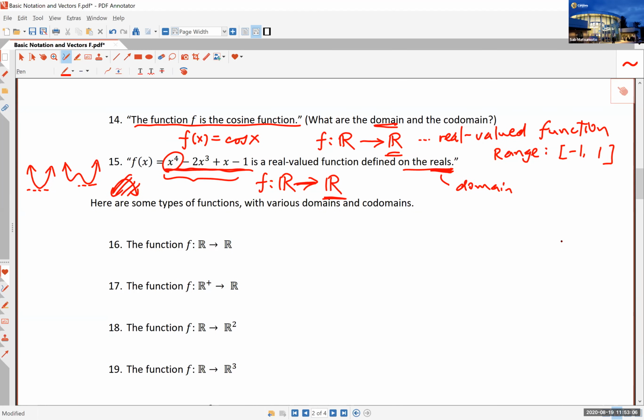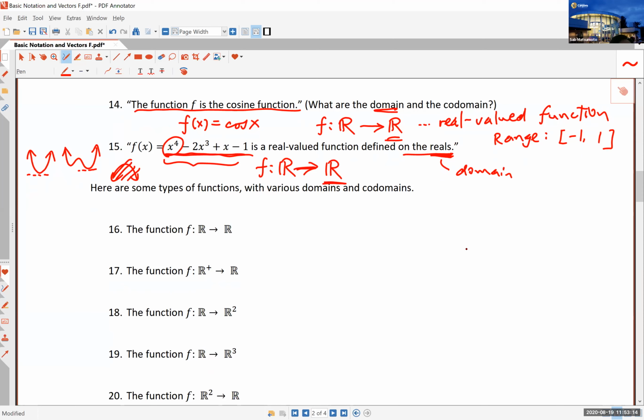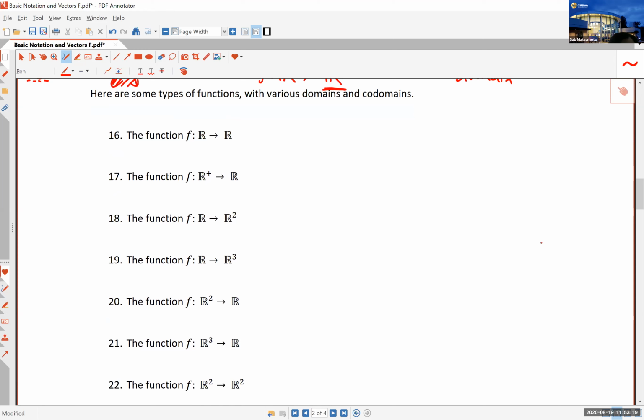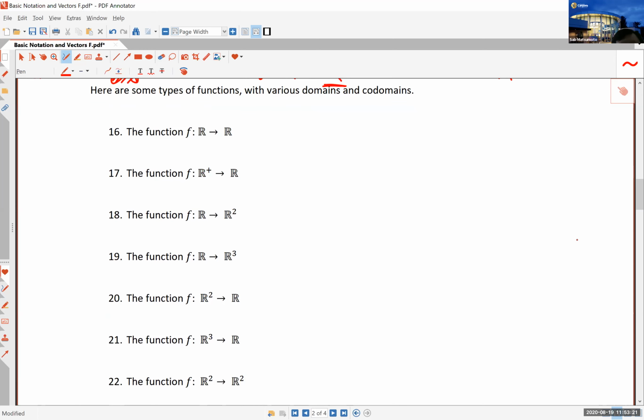So let's look at some of the examples here. You can create your own exercises here, or you can come up with your own answers. The functions from the reals to reals. We know a lot of functions here. You know, y is equal to x. That's certainly a real valued function on the reals. X squared, x cubed, any combinations, all polynomials are of this first type.